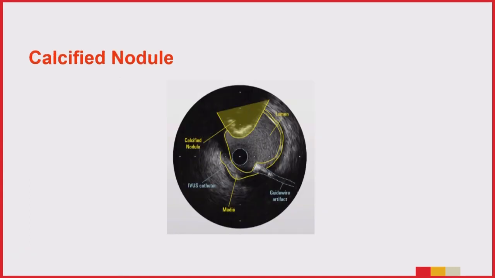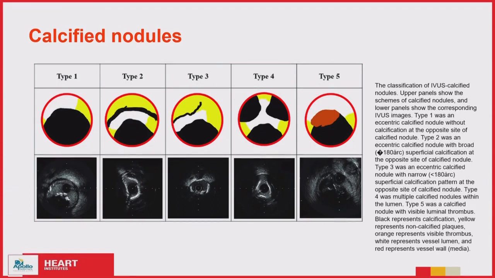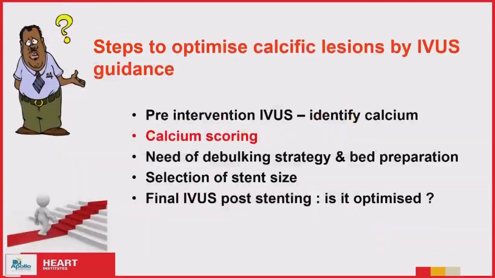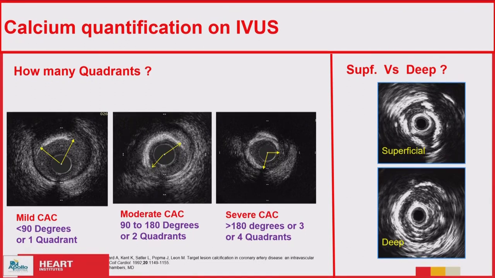Now, calcified nodules are an area which are really very risky, and you have to choose your strategy. This is what you see on a calcium nodule, something protruding inside. There have been various classifications of nodules from type 1 to type 5, and these can all be identified on IVUS. Now, the next step would be to score it, and this has already been discussed: how many quadrants of calcium are there. Is it 1 quadrant, more than 1 quadrant, or more than 3 quadrants? And as I told you, you can also classify it into superficial and deep calcium.